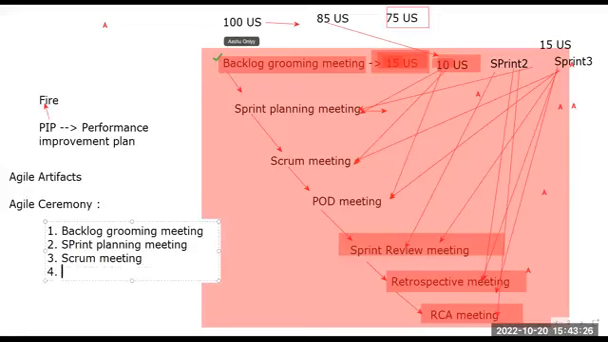Then sprint review meeting. Okay, then retro meeting. This retro meeting, retrospective meeting, we also call it a retro meeting, so don't get confused. Both are the same. And RCA meeting. Okay, guys.